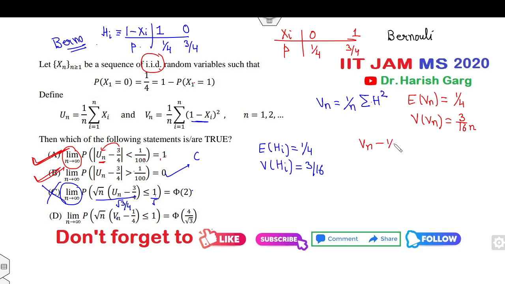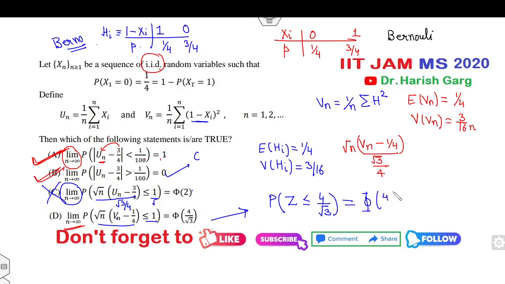Again, because it's a limit, we can apply the central limit theorem. Root 3 over 4 n I can write in the denominator. Now you can see I can divide both sides by root 3 by 4 n. The last part becomes Z is less than or equal to, what is that? This is nothing but phi of 4 by root 3. So yes, this option is correct. So the correct options are A, B and D.